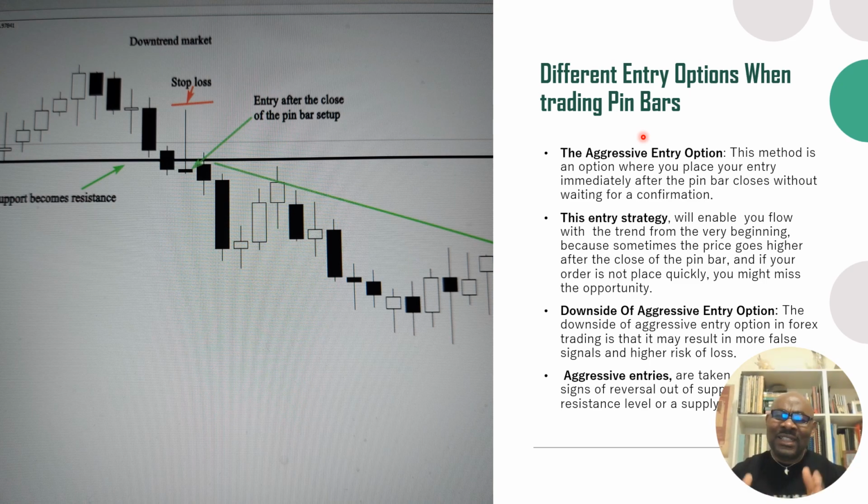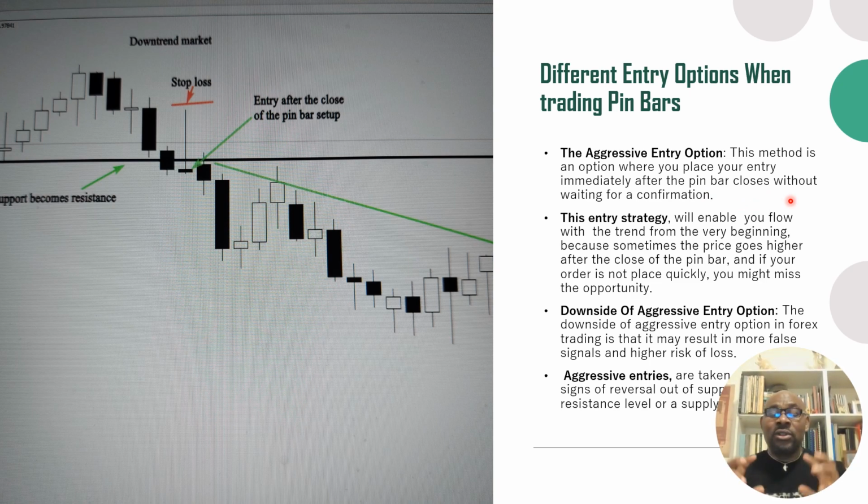So today I'm going to be teaching us the different entry options, how you'll be able to use this pin bar to make an entry into the market or to execute your trade, to be in the trend or in the market. So we have the aggressive entry option. This method is an option where you place your entry immediately after the pin bar closes without waiting for another confirmation.